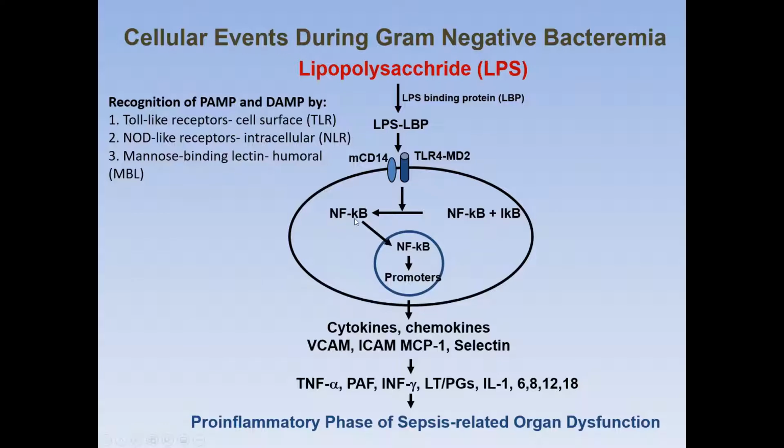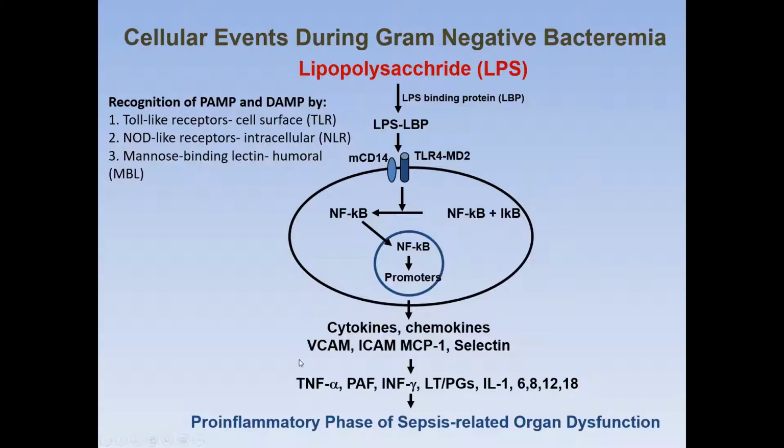And this factor is the nuclear factor kappa B. Kappa is for the light chain of immunoglobulin, B for B cells, but this is a factor that can bind to different types of promoters in the nucleus of the host cell, leading to activation of various cytokines, such as VCAM, ICAM, MCP1, selectins, chemokines, and so on. Some of these are known to be potent pro-inflammatory cytokines, such as tumor necrosis factor alpha.